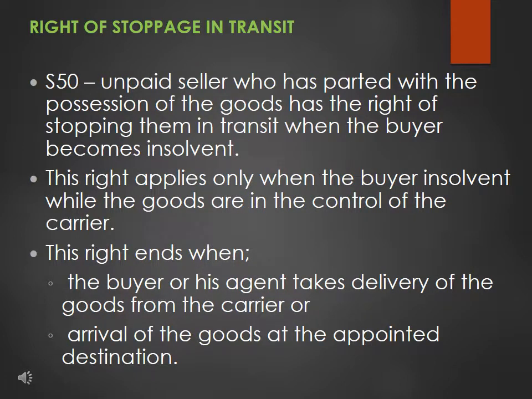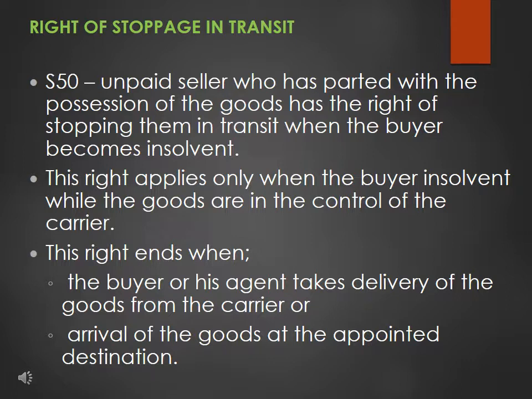Right of stoppage in transit. Section 50 of the Sale of Goods Act 1957 provides that an unpaid seller who has parted with the possession of the goods has the right of stopping them in transit when the buyer becomes insolvent.